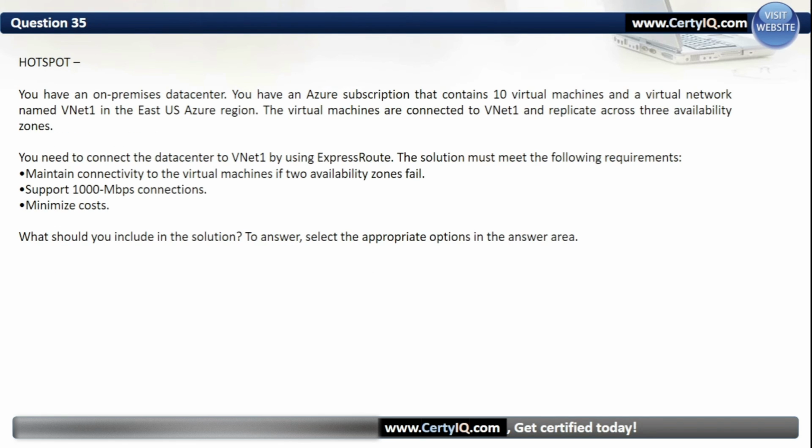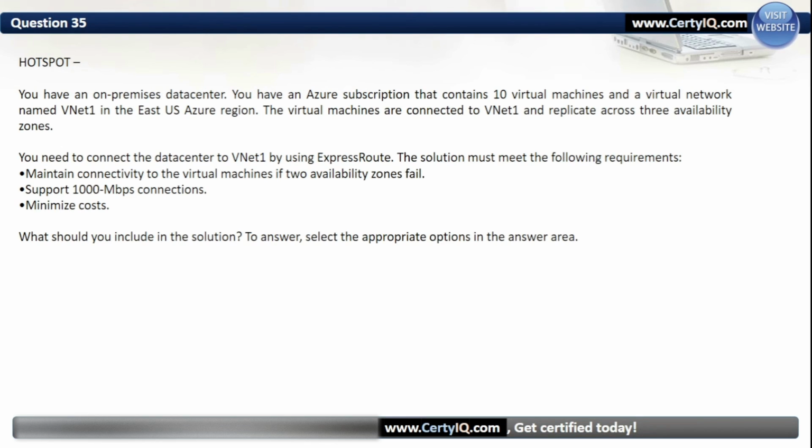Question 35. Hotspot. You have an on-premises data center. You have an Azure subscription that contains 10 virtual machines and a virtual network named VNet1 in the East US Azure region. The virtual machines are connected to VNet1 and replicate across 3 availability zones. You need to connect the data center to VNet1 by using ExpressRoute.